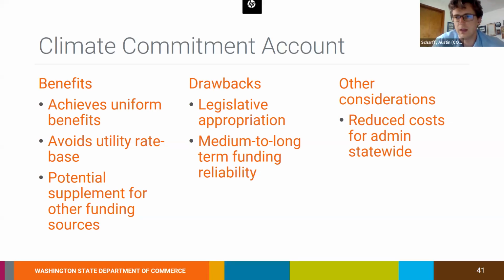A drawback here is it does involve that legislative appropriation, which can be a difficult thing to encounter year in and year out, and manage a reliable program for low-income households. Again, the medium to long-term funding reliability may be an issue. And then our other consideration is if these funds were going for the statewide program, you would have a reduced admin cost because you wouldn't have every utility standing up staff to support extensive low-income energy assistance programs. You'd have one program for the whole state. So you would reduce those costs statewide. Those are some of the ideas that we came up with, and we are looking for feedback from you all on this climate commitment account funding.